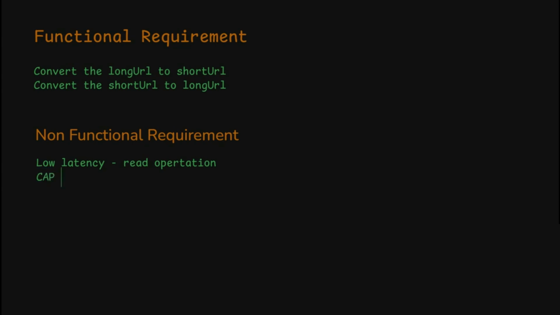So let's say in the write operation, we are generating the short URL from the long URL. In that case, we do not want to compromise on the consistency. So we definitely need to prioritize consistency over availability for the write operation. So in this case, consistency is prioritized over availability for the write operation.